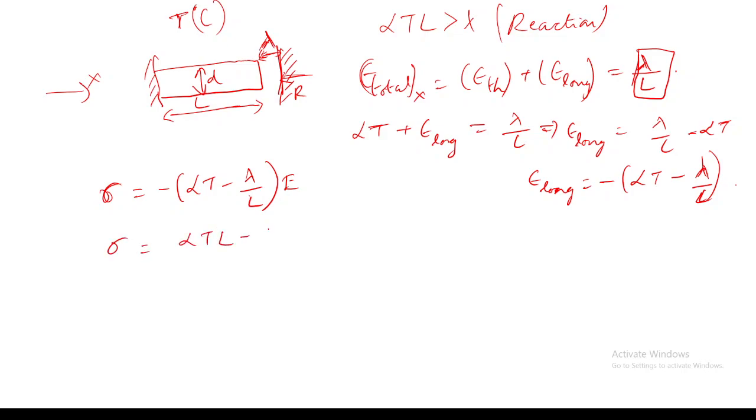Sir, strain in thermal plus strain in longitudinal is equal to lambda by L. Please explain this first equation. Yes. See, actually the total strain permitted in the x direction is nothing but lambda, the change in dimension of this total bar, divided by the original length, which is L.